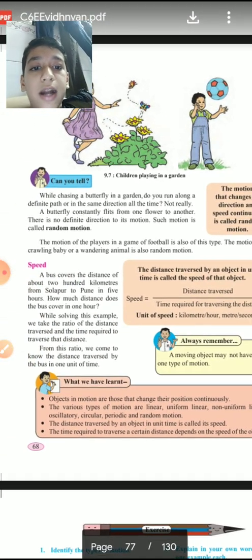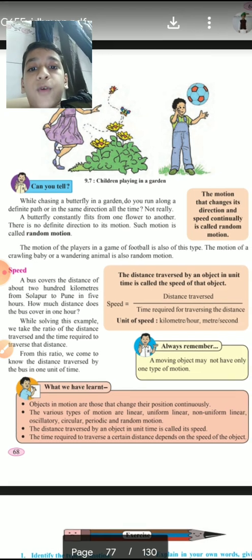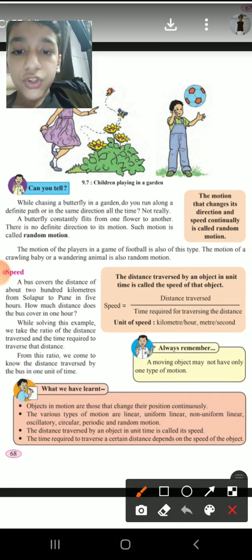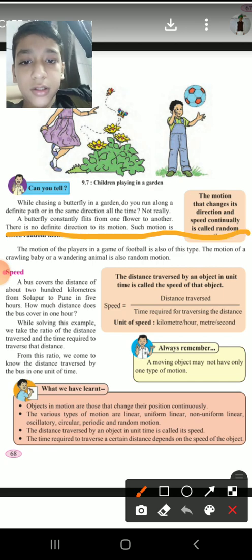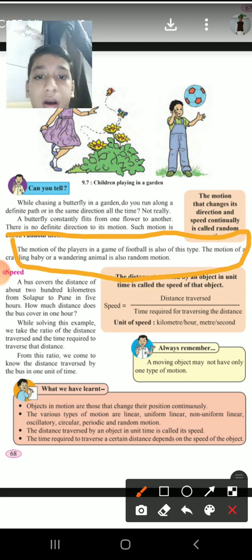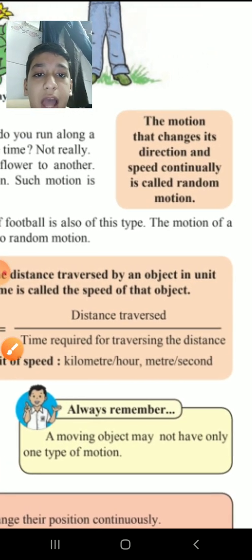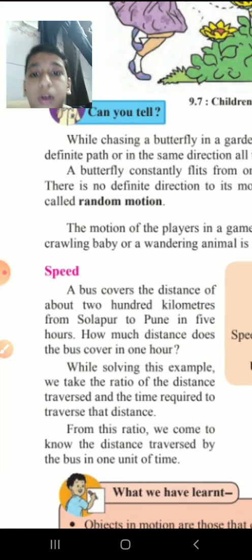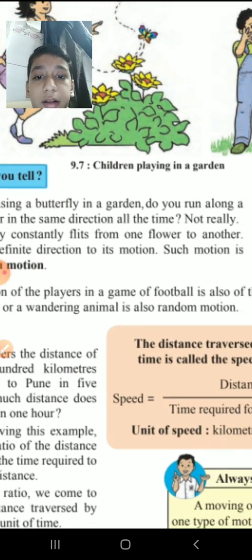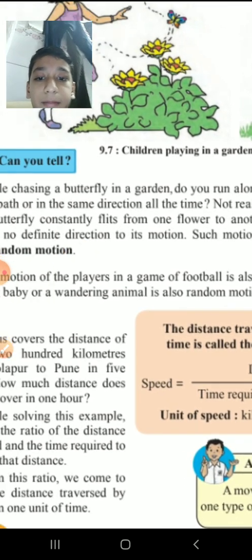What is random motion? This is the answer. The motion of players in a game of football is also of this type. The motion of a crawling baby or a wandering animal is also random motion.